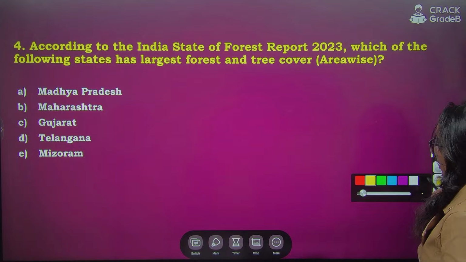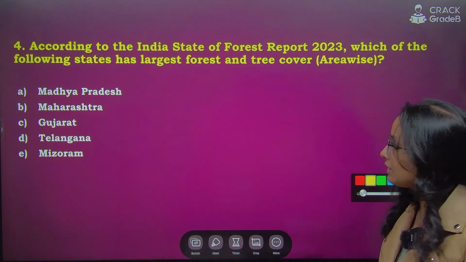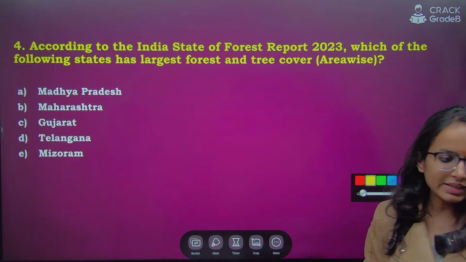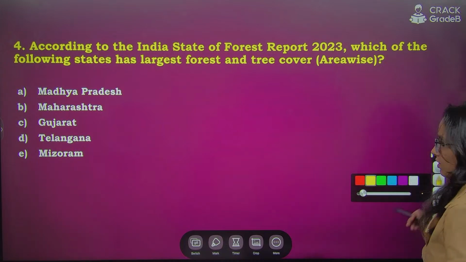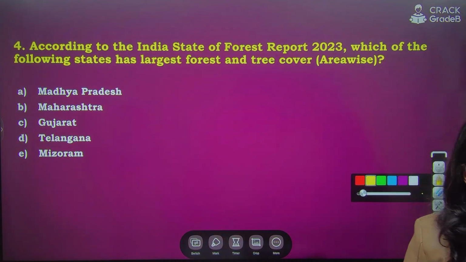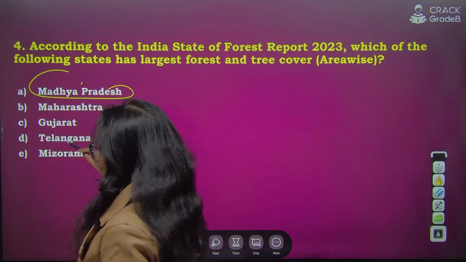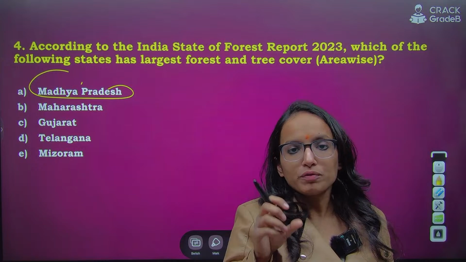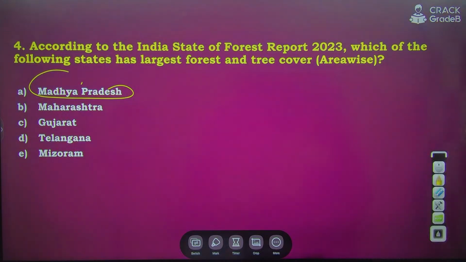Next question. According to the India State of Forest Report 2023, which of the following states has the largest forest and tree cover area-wise? Which state has the largest forest as well as tree cover area-wise? Very good. Madhya Pradesh, right? Madhya Pradesh. And in terms of percentage of total geographical area, it would be Lakshadweep. But area-wise, for maximum forest cover area, it will be Madhya Pradesh.